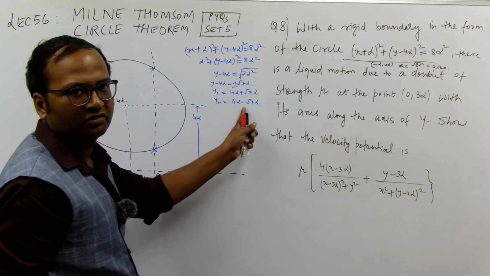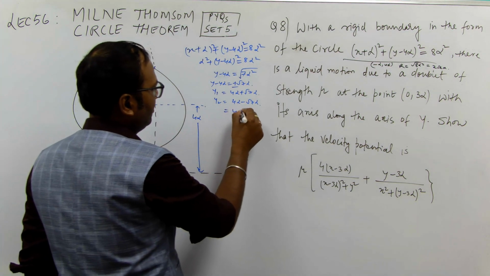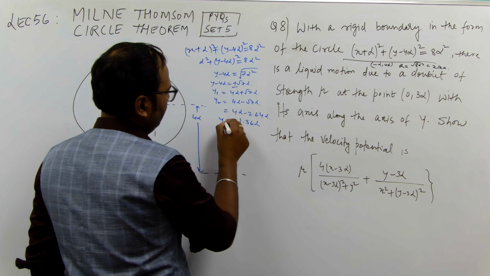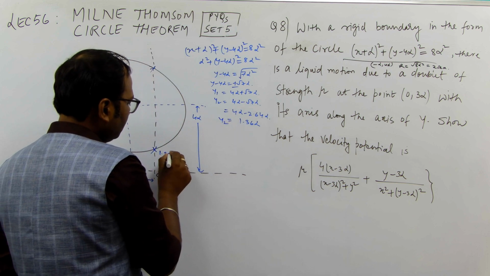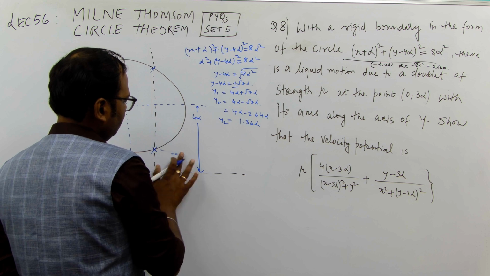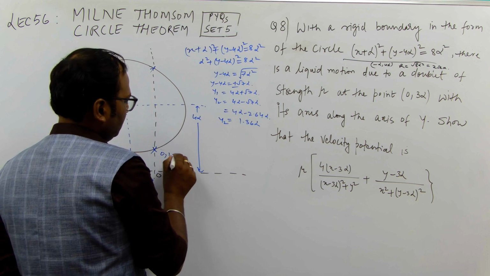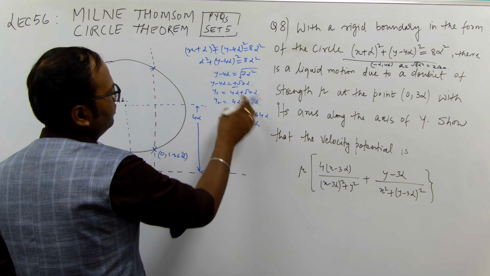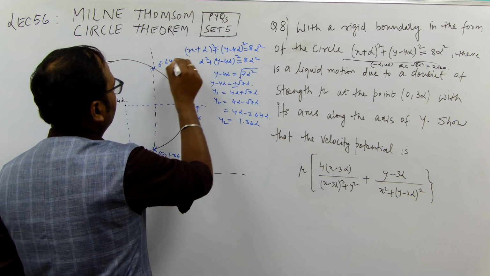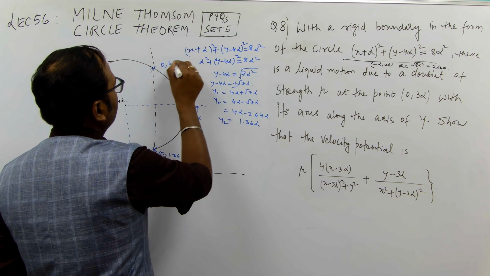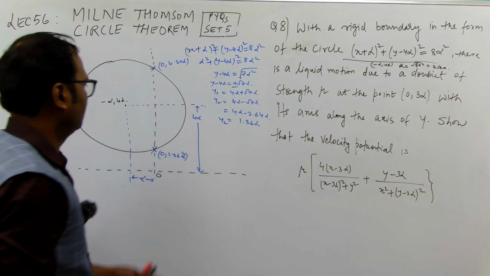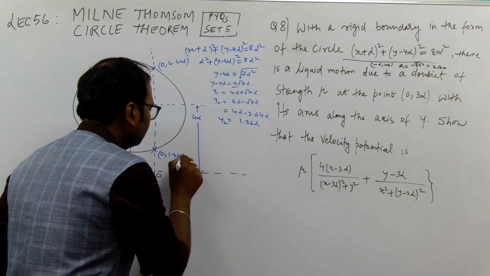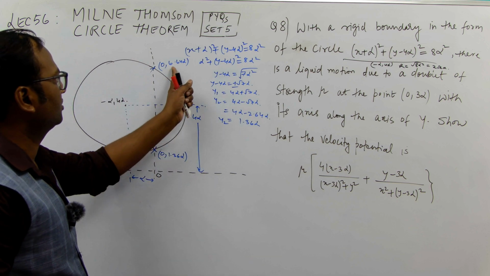The value of root 7 is 2.64. So 4 alpha minus 2.64 alpha is 1.36 alpha for y2, so this coordinate is 0, 1.36 alpha. And 4 plus 2.64 is 6.64 alpha, so the other point is 0, 6.64 alpha.